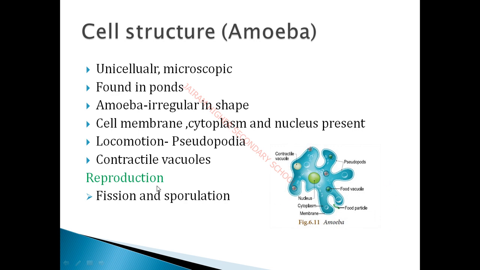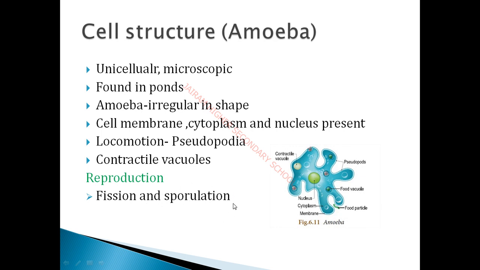Next, coming to reproduction. It can reproduce by means of fission and sporulation. These are the modes of asexual reproduction. Fission means the whole body of amoeba divides into two equal halves. It can divide this way, or this way, or this way. At any time the whole body can divide into two equal halves. Both halves evolve into a new organism. So that is fission. The whole body of the organism divides into two equal halves, and the two equal halves emerge as new cells and new organisms. So this is called fission.